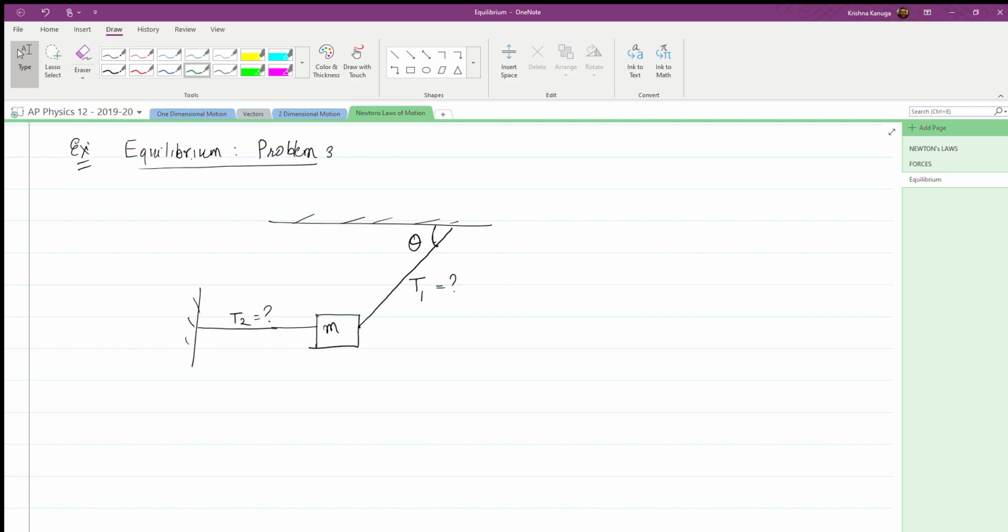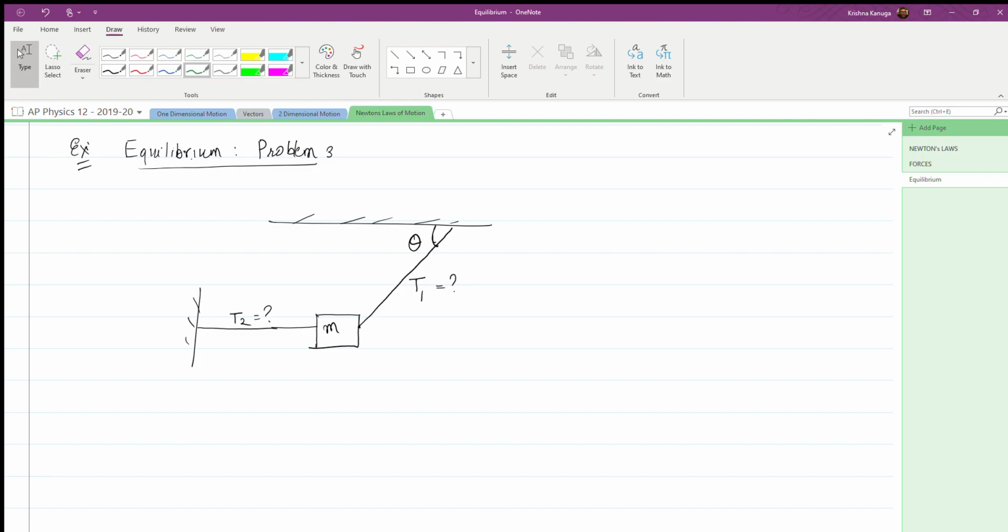Alright, so here's the last of the equilibrium problems in these videos, and then the rest will be for homework. In this problem, there are again two strings. One of the strings is horizontal, the other one makes an angle of theta to the horizontal, and our goal again is to calculate the tensions T1 and T2. The system is in equilibrium.